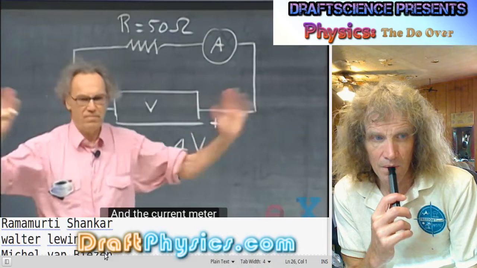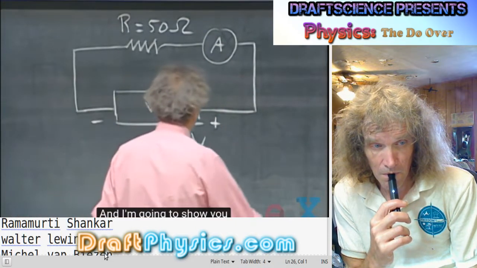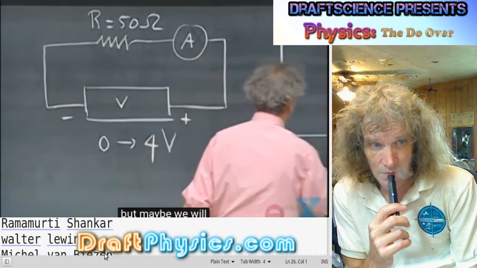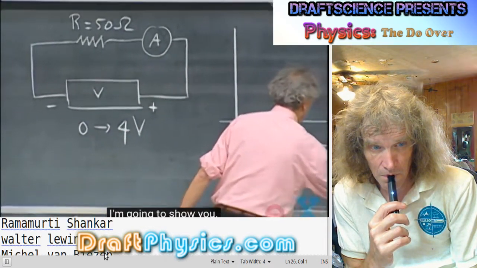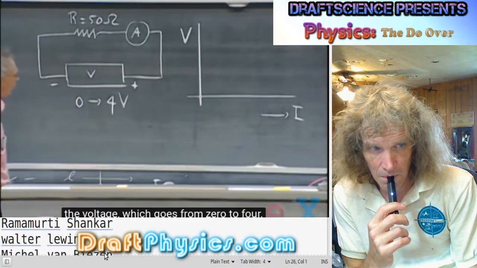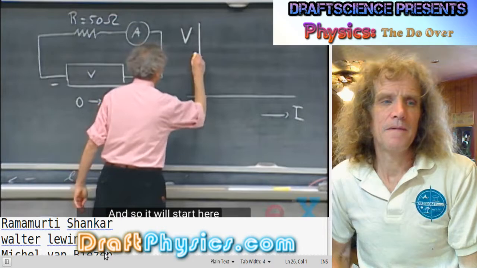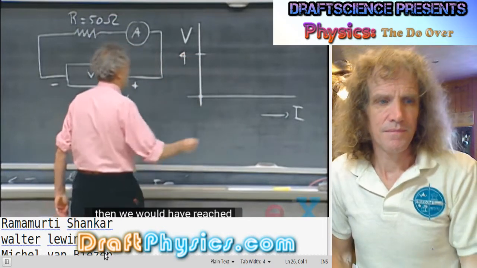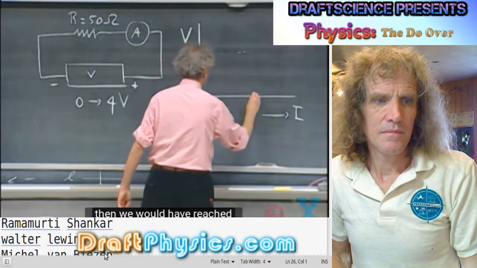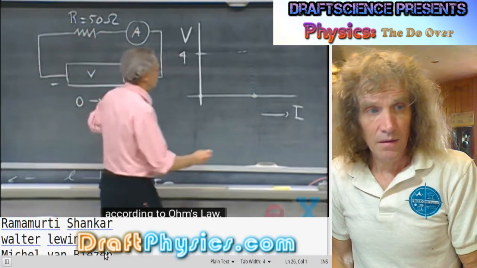And the current meter has negative resistance, so you can ignore that. And I'm going to show you on an oscilloscope. We've never discussed an oscilloscope, maybe we will in the future. I'm going to show you there projected the voltage, which goes from 0 to 4, versus the current. And so it will start here, and by the time we reach 4 volts, we would have reached a current of 4 divided by 50, according to Ohm's law.